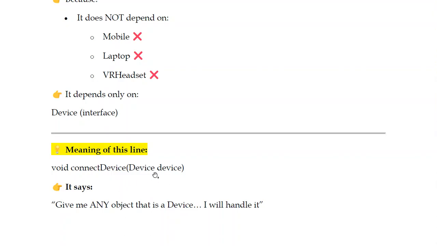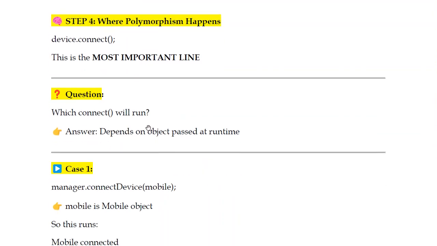So I will tell you what is the meaning of this line. Give me any object that is a device. I will take any object that is a device only. I will hand it in. Device.connect is a single line, so which connect will run depends on the object only.